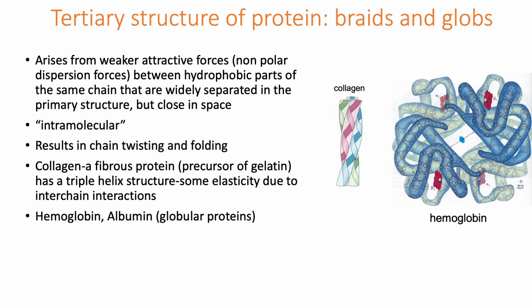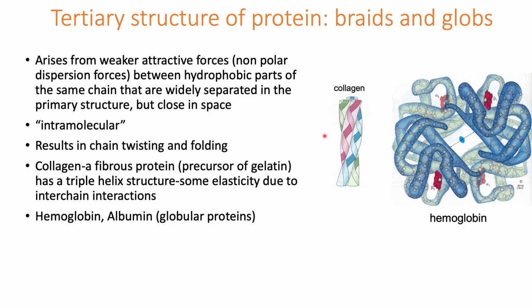The next level of structure is the tertiary structure of proteins. These arise from weaker attractive forces like non-polar dispersion forces between the hydrophobic parts of the same chain that are widely separated in the primary structure but close in space. That is, the amino acids that are far apart in the primary chain are brought close together in the tertiary structure because of these weaker attractive forces, non-bonds. So tertiary structure is intramolecular. These bonds don't form between different molecules, they just form within the same molecule. So this results in chain twisting and folding.